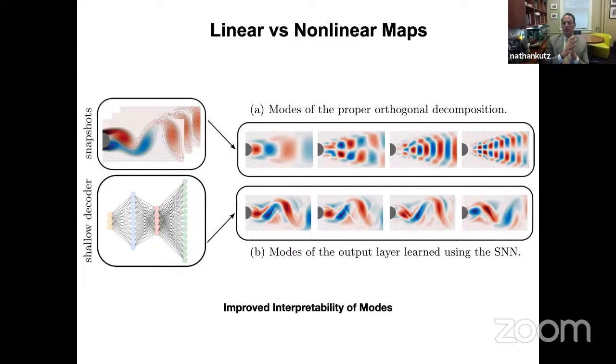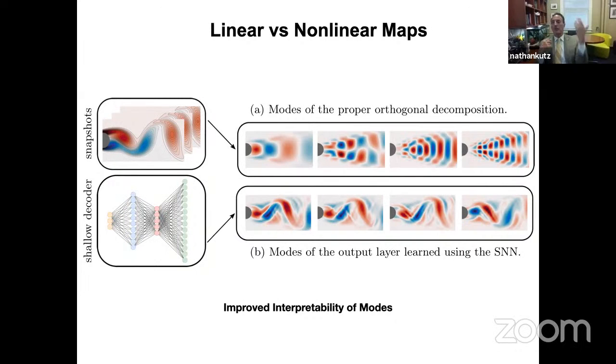So first of all, I want to highlight something very interesting here: the difference of what it learns from a linear to a nonlinear map. The snapshots are up there on the left. This is flow around the cylinder, so it's got this von Karman vortex shedding going on. There's my decoder structure.